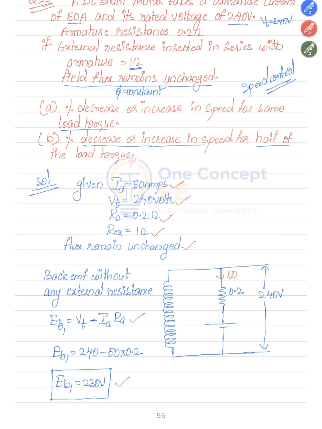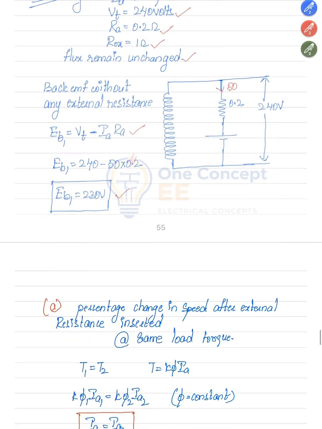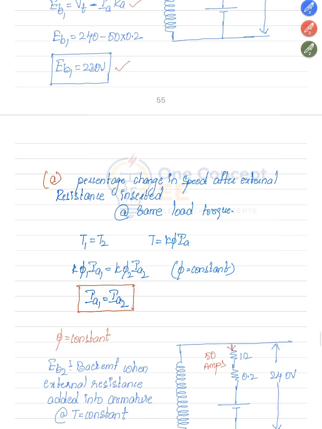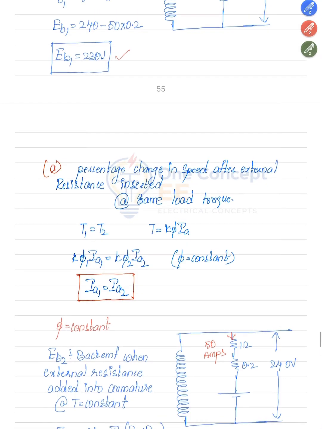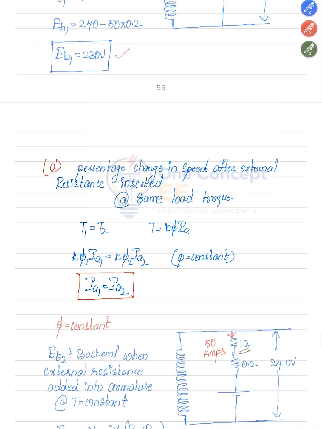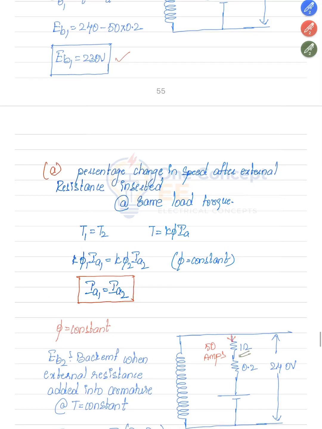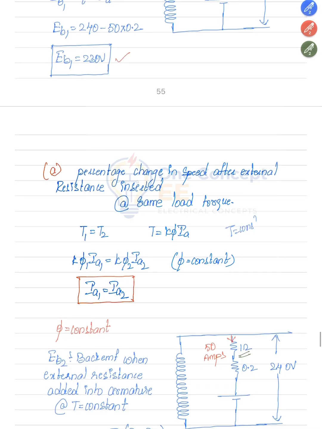Now, if external resistance is added into the circuit, meaning I am adding 1 ohm in series with the armature circuit. Now, in case one, they are using the same load torque, meaning torque is constant. Torque formula is K into phi into Ia. Here K is constant, and they already gave that flux remains unchanged, meaning flux is constant. Means T is proportional to Ia. If T is constant, Ia is also constant. Means Ia1 equal to Ia2.